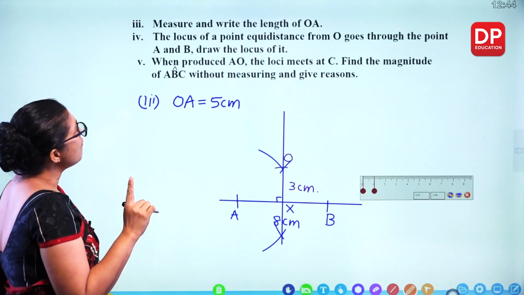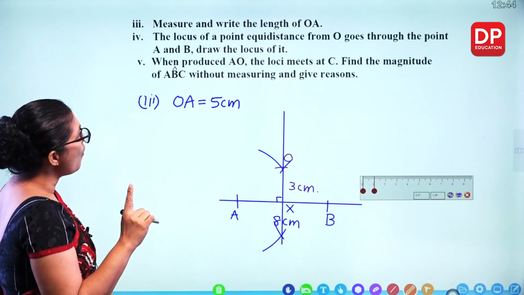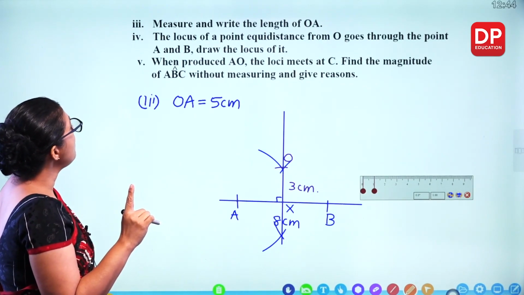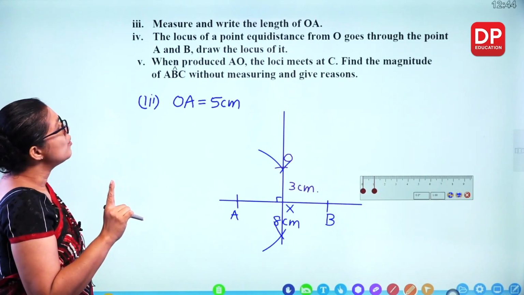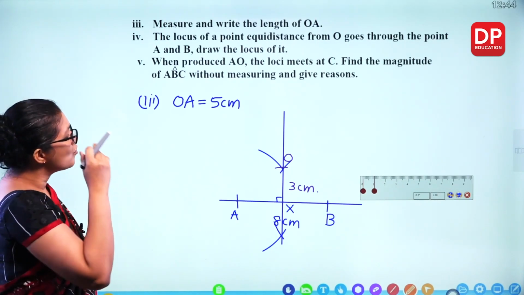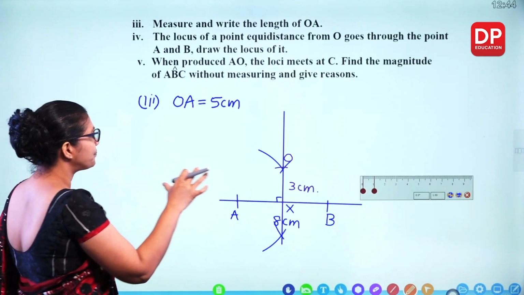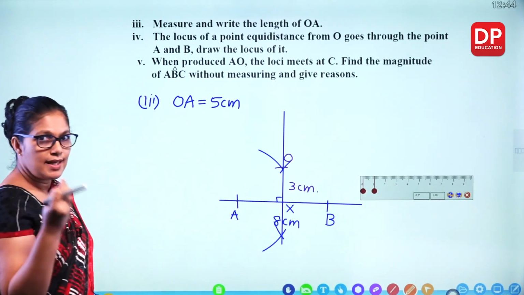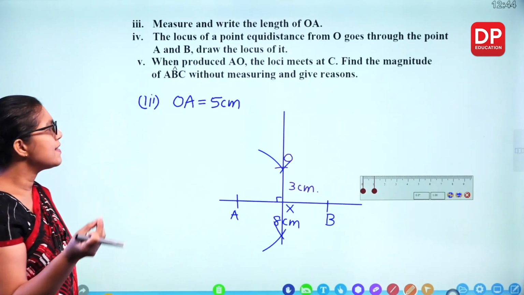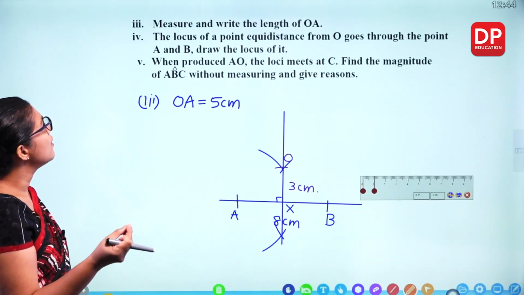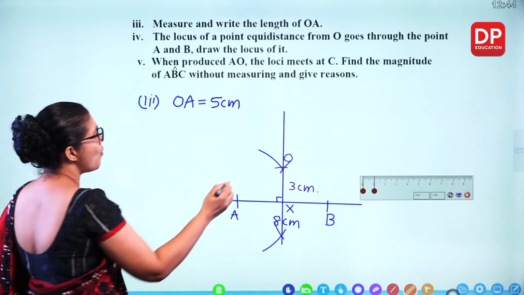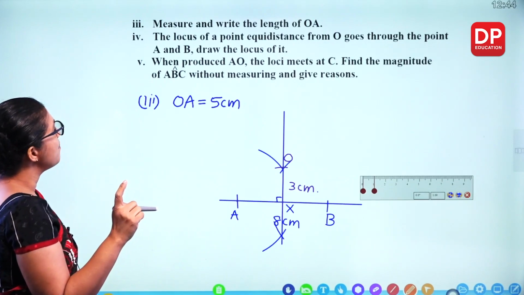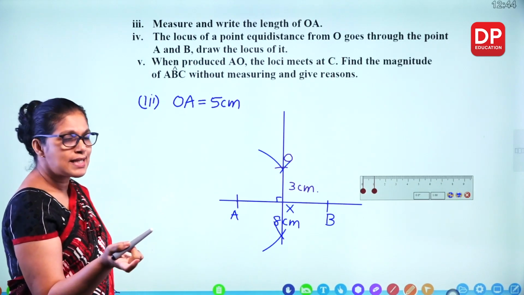The locus of a point equidistant from O goes through the point A and B. Draw the locus of it. So equidistance from O. So that means a circle. Equidistance from a point is a circle. So they are asking the locus of a point equidistance from O goes through A and B. That means you have to draw a circle.